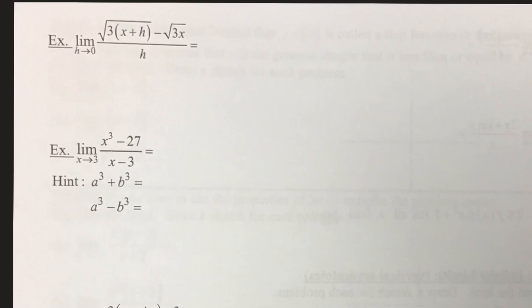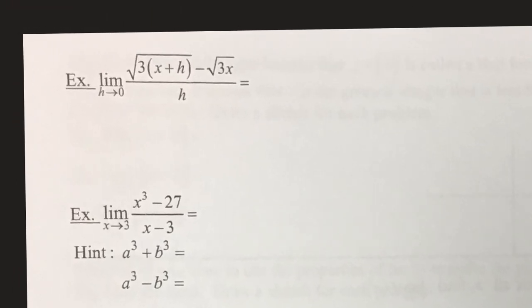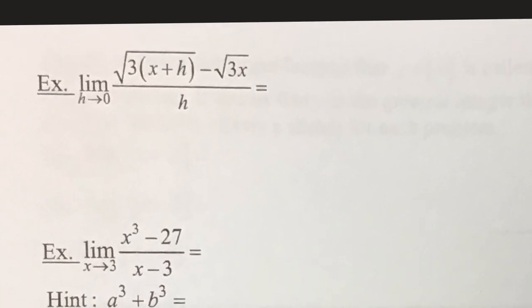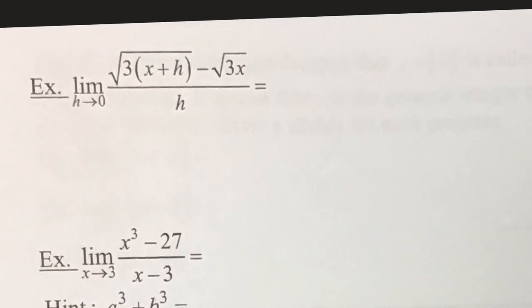Okay, this is day 2 of our finding limits algebraically. Once again, here in our first example, we have a square root of a function minus a square root of a function. This is going to be a pretty recognizable formula in the future, but for now, it just looks like some crazy random formula.